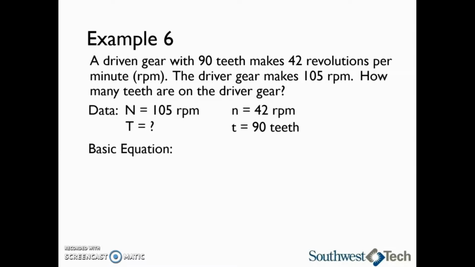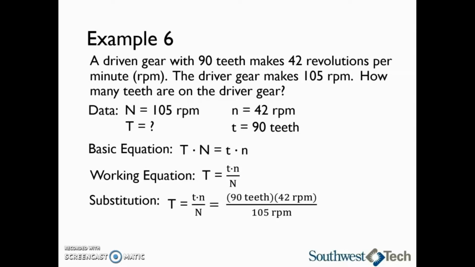The basic equation we can use to solve this type of problem is that angular velocity times the number of teeth of the driver gear is equal to the angular velocity times the number of teeth of the driven gear. Dividing both sides by capital N, we see that the working equation is capital T, the number of teeth in the driver gear, is equal to lowercase t times lowercase n divided by capital N. Next, we can substitute the data we are given. The number of teeth in the driver gear is equal to 90 teeth times 42 RPM divided by 105 RPM. This shows us that the driver gear has 36 teeth.